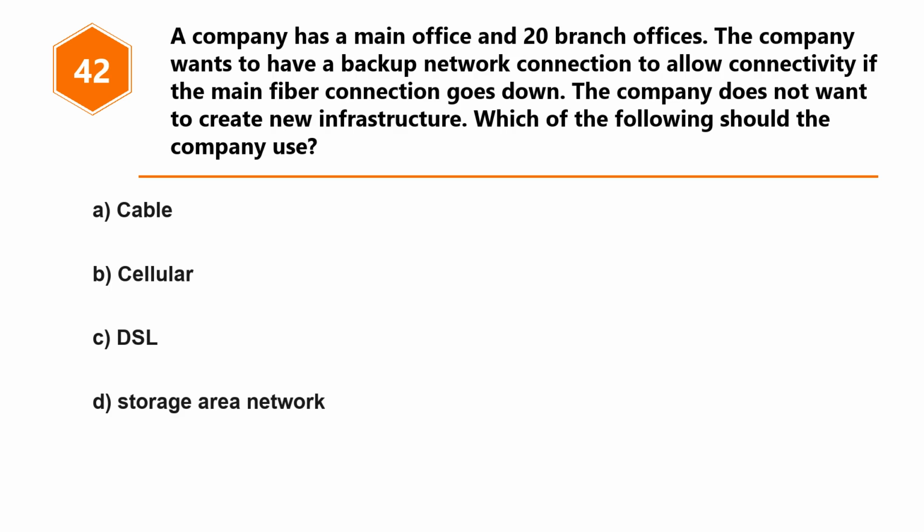Question 42. A company has a main office and 20 branch offices. The company wants to have a backup network connection to allow connectivity if the main fiber connection goes down. The company does not want to create new infrastructure.